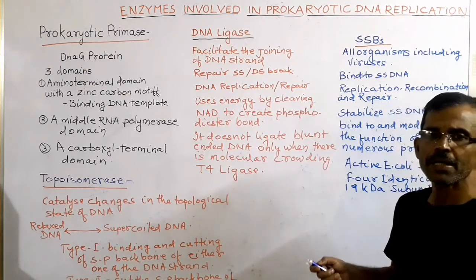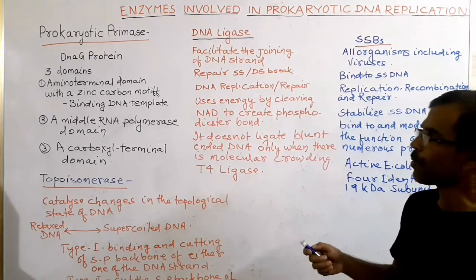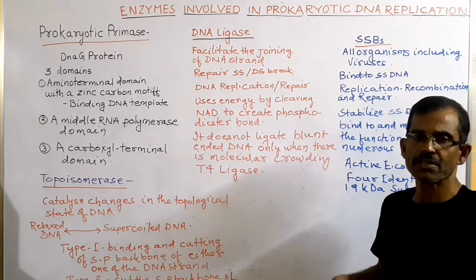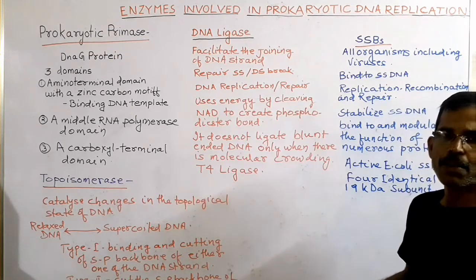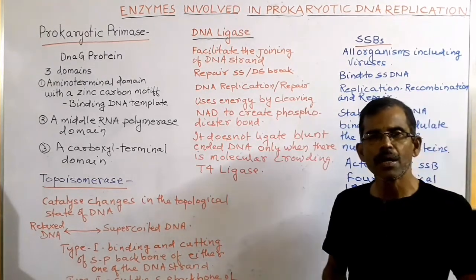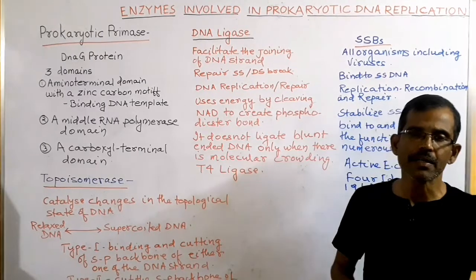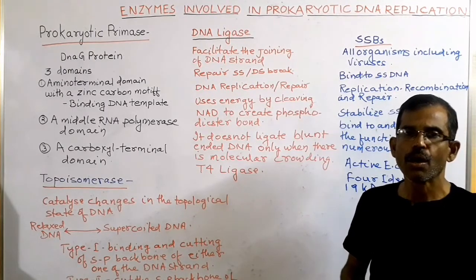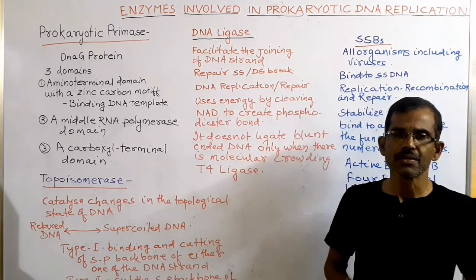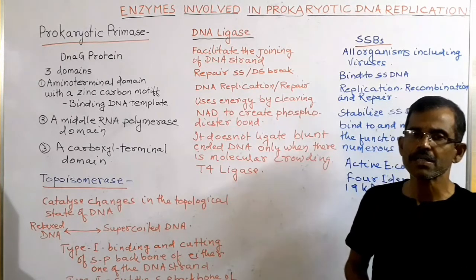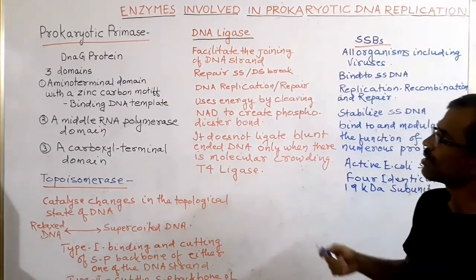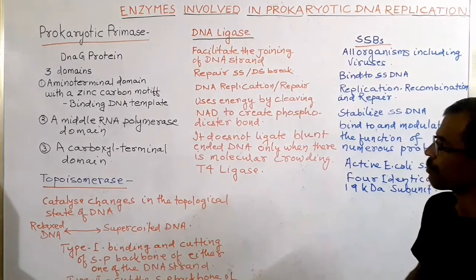The second domain is the middle DNA polymerase domain, whose function is to polymerize. The third domain is the carboxy terminal domain. This domain either interacts with a helicase or is itself a helicase. Based on structure and sequence alignment, primases are classified as DnaG protein. So this is about prokaryotic primase.